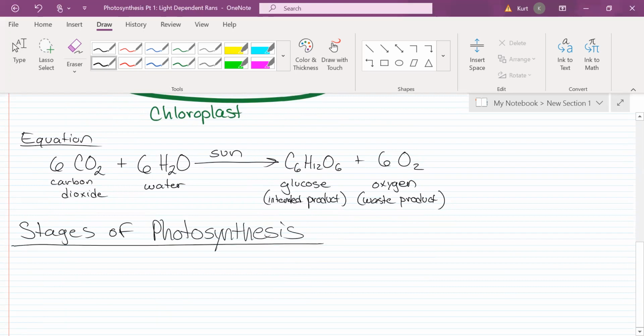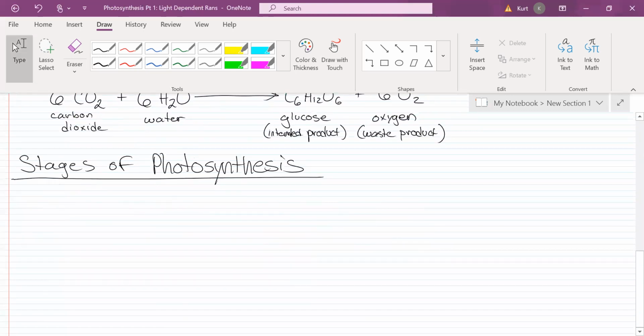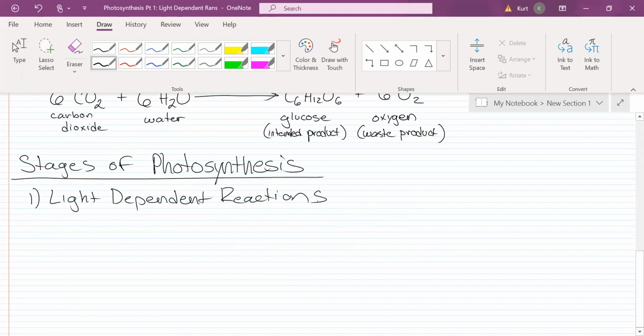Photosynthesis has 2 stages, just 2. You know, cell respiration had 4, 5 if you include fermentation. Here, there's only 2. One is called the light-dependent reactions. Guess what you need? What do you need? You need light. Okay.